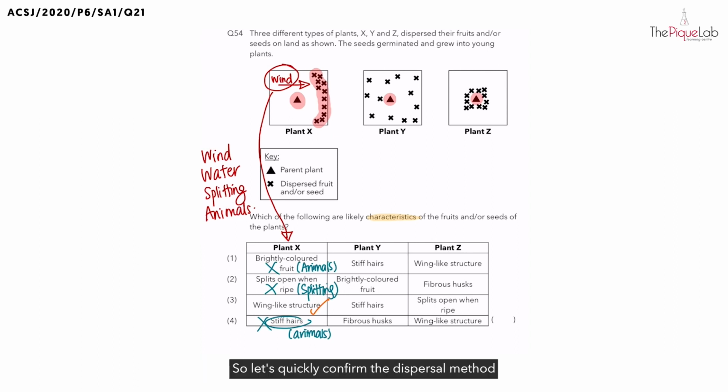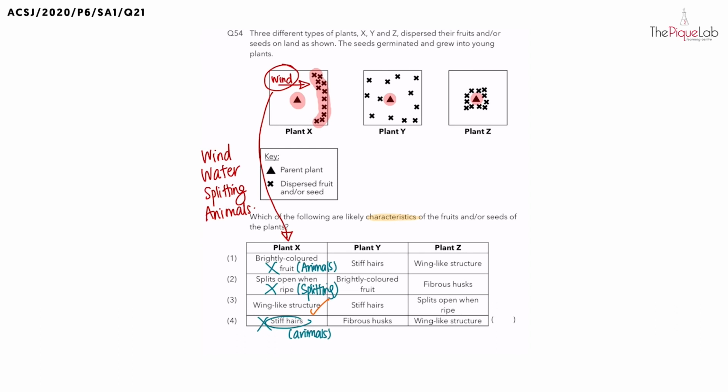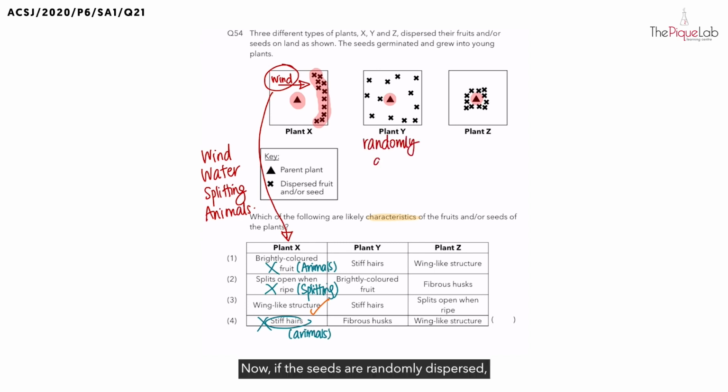So let's quickly confirm the dispersal method of the other two plants. And how do we do that? Remember, identify the pattern at which these seeds are dispersed. So if you look at plant Y, what kind of pattern are the seeds dispersed in? Do they have a specific pattern? No specific pattern, right? They are all randomly dispersed. Now, if the seeds are randomly dispersed, what do you think is the method of seed dispersal? Which method allows the seeds to be randomly dispersed?